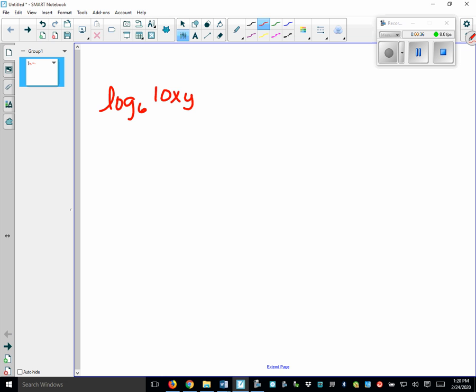So, log base 6 of 10 plus log base 6 of x plus log base 6 of y. Indeed, huh? Did you do it on your homework? I did. Yeah. Then that makes sense, right?